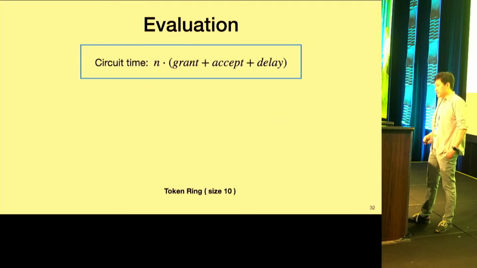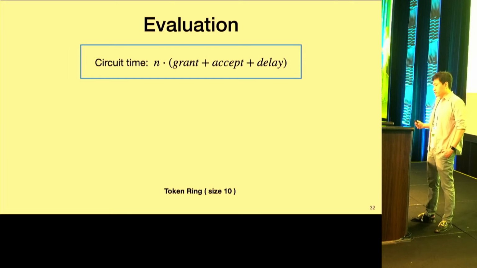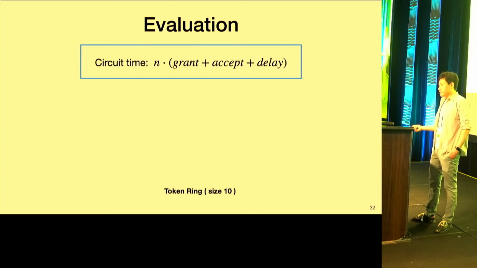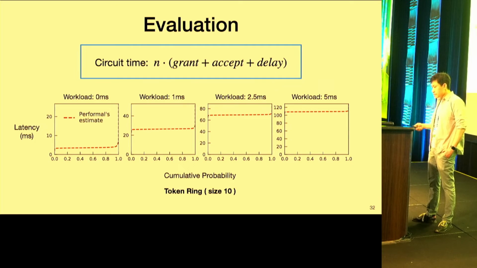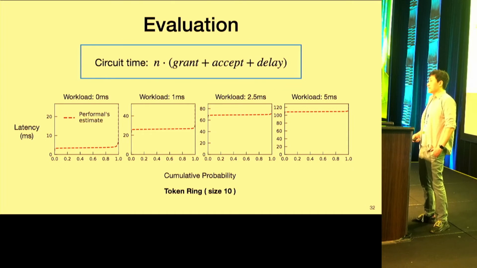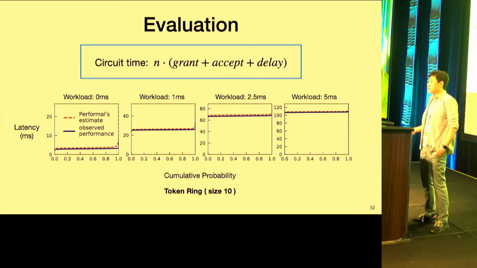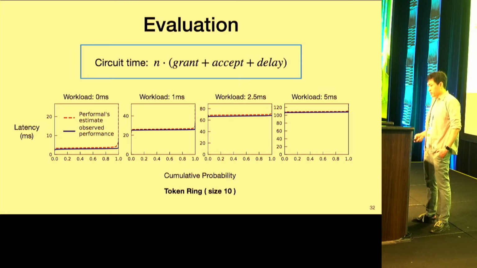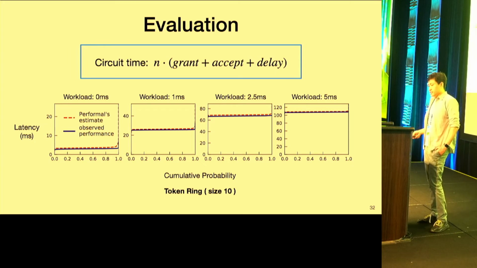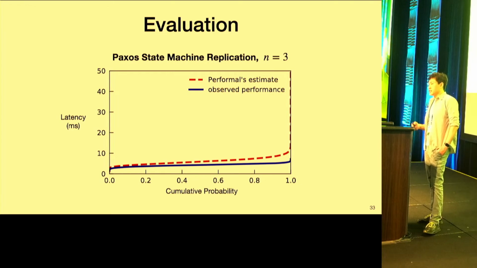To evaluate this technique, we applied it to our token ring example. We measured the component distributions of our grant, accept, and delay steps, and estimated the final circuit time using those measurements. For a ring of size 10 and across a series of artificial workloads, Performal estimates that the latency should behave like so. And here's the actual observed latency for comparison. And we see that the estimates track the actual latency very well. Of course, this token ring is an extremely simple system. So beyond this, we evaluated much more complex systems, such as a state machine replication library that's built on top of Paxos. And here we see that the results are similarly accurate.